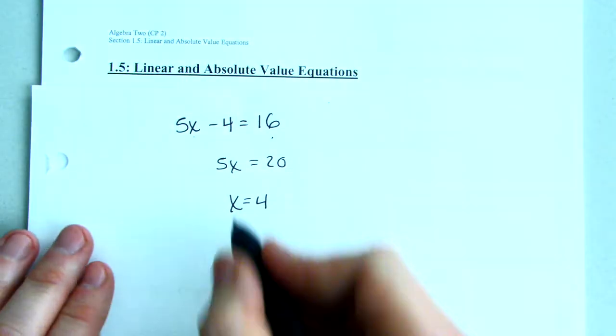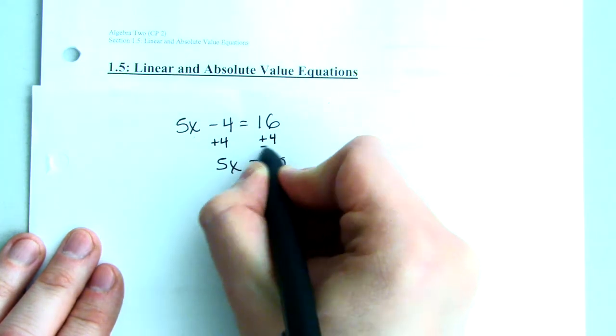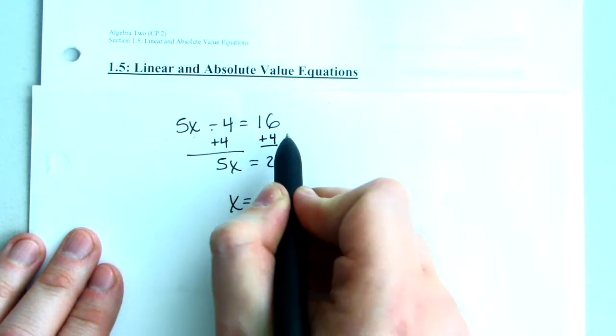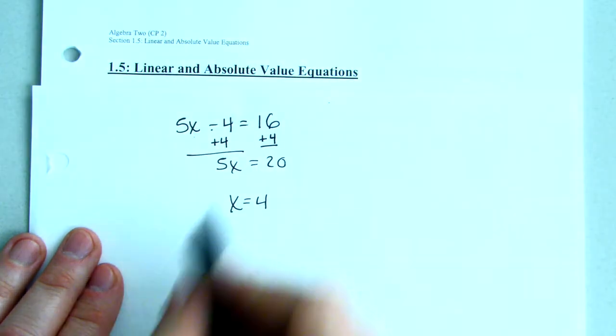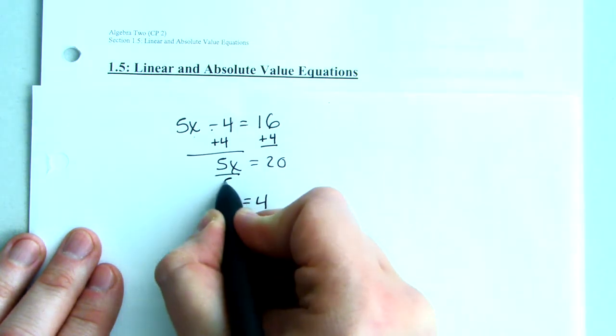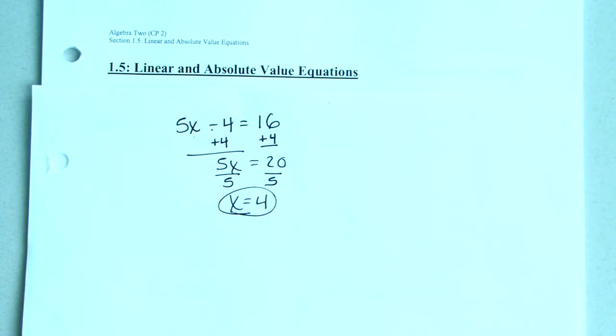What I'm looking for here is for you to show me you're adding 4 to both sides, because that's how we move the minus 4 from this side to the other side. Plus 4, plus 4. I get 5x equals 20. Then you're going to show me divide by 5, divide by 5. You're going to get x equals 4. I know you know how to solve equations.